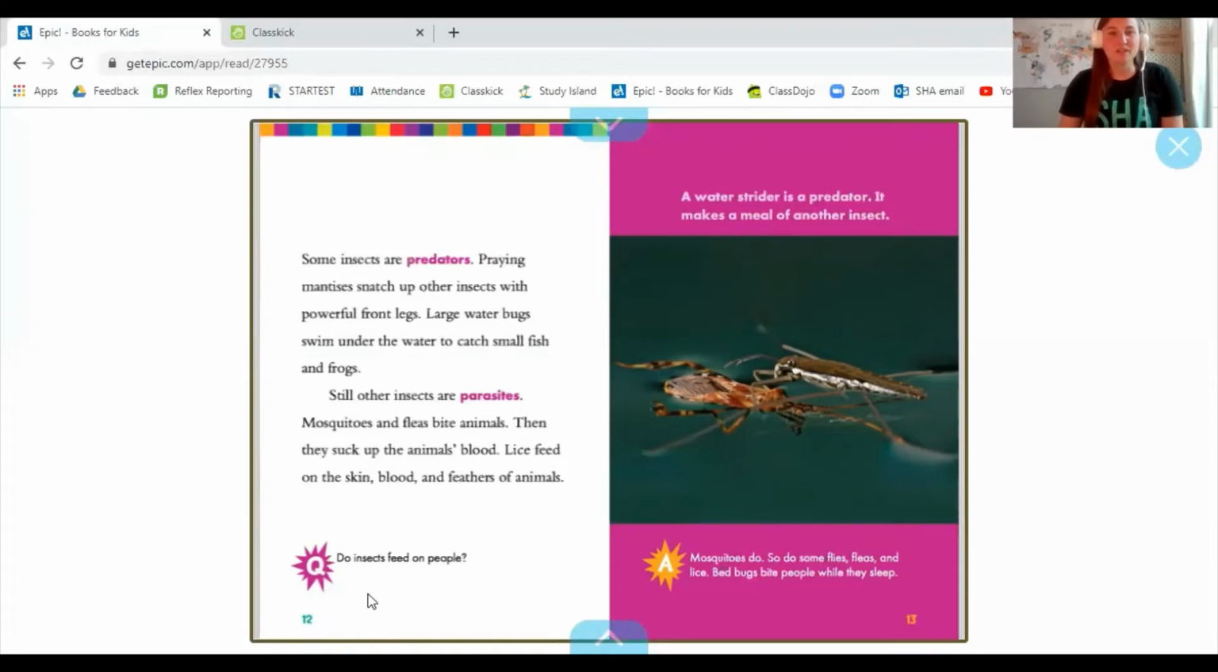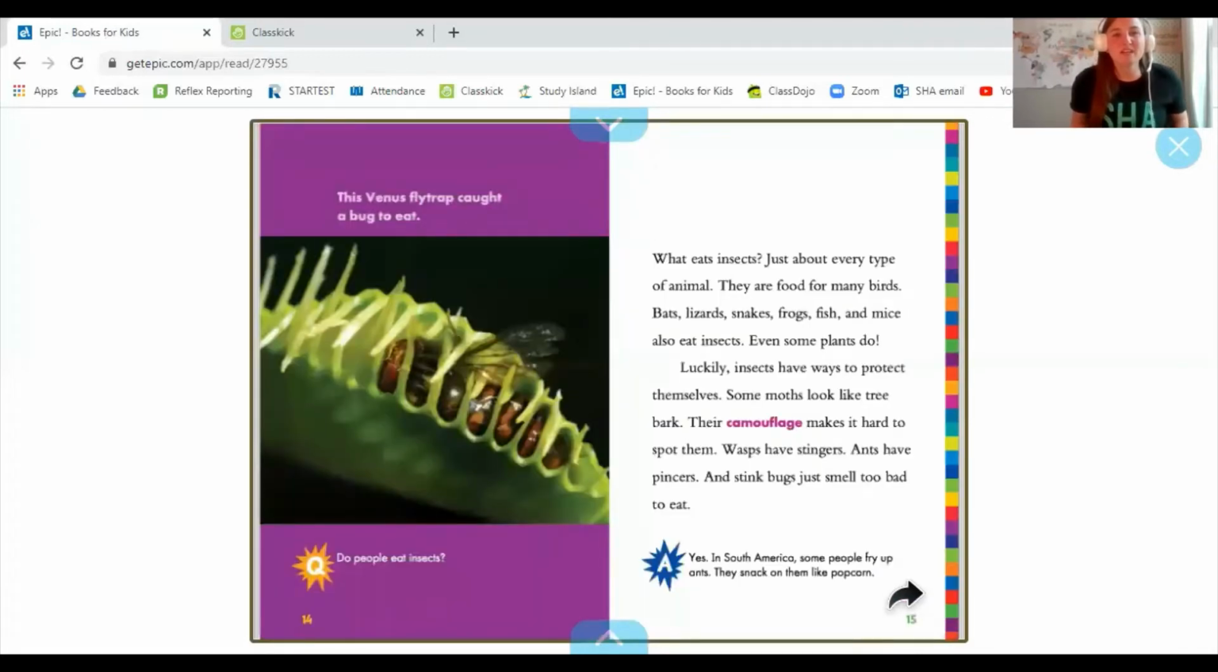Question: do insects feed on people? Answer: mosquitoes do. So do some flies, fleas, and lice. Bed bugs bite people when they sleep. This Venus flytrap caught a bug to eat.